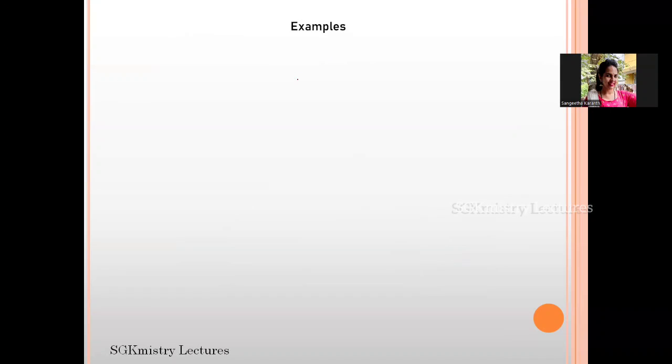Now let us take some examples and try to understand this in detail. Let us talk about the octahedral complex with d2 configuration. We know that there are five orbitals and two electrons. Here we have three orbitals with lower energy and two orbitals with higher energy. So here we have this T2G and this EG, and this is the barycenter.